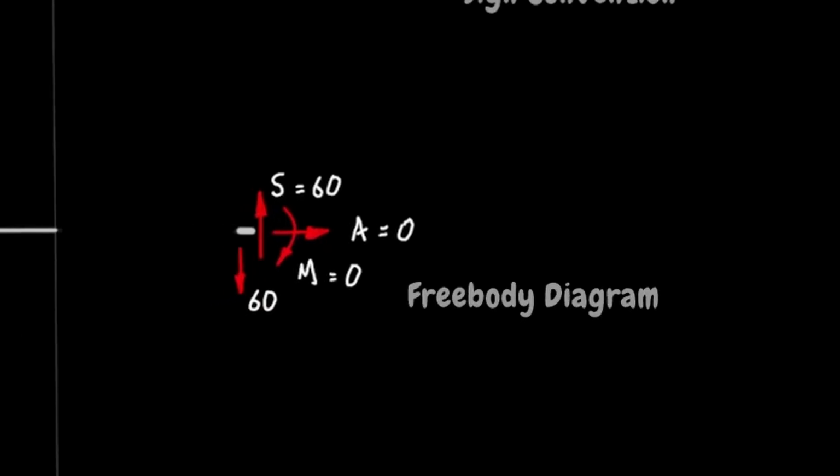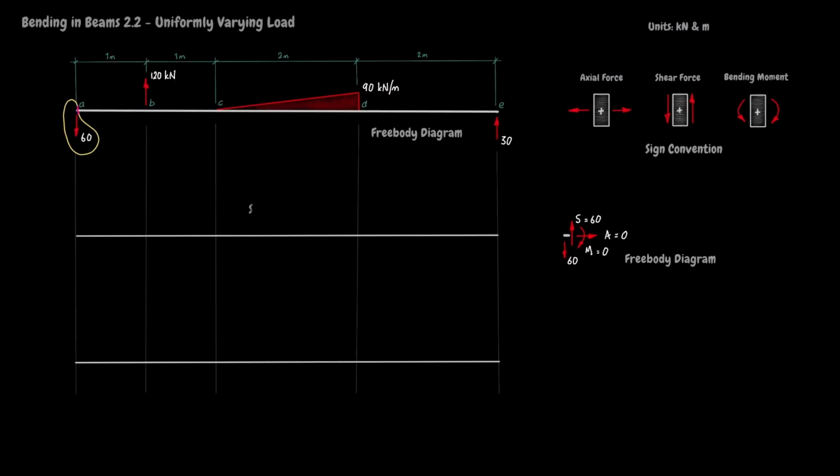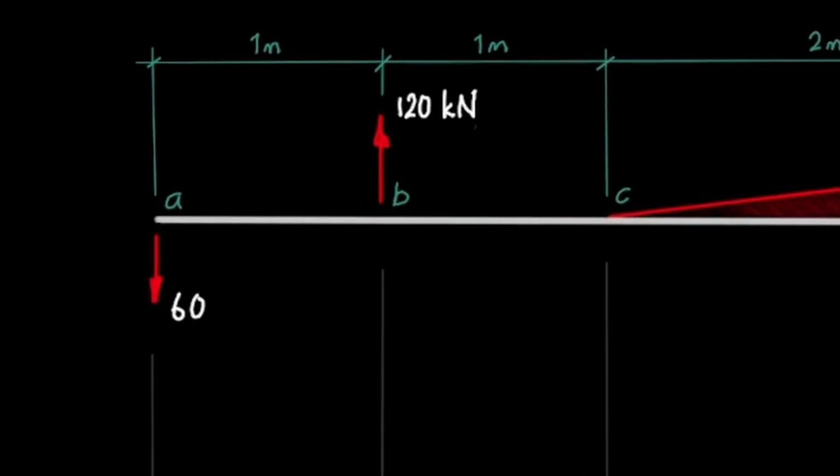By inspection, the axial force A is 0. The shear force S is plus 60 kilonewtons and the bending moment M is 0. Shear force is constant between loads, so we can make a start to drawing the shear force diagram. We're finished with the free body diagram, so it can be erased to free up screen space. This wouldn't be done if working on paper.